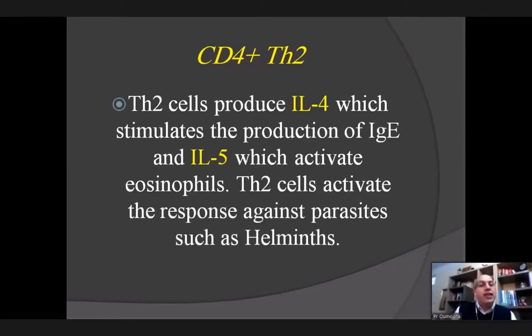CD4, Th2, T helper 2. T helper 2 cells produce interleukin-4, which stimulates the production of IgE, and interleukin-5, which activates eosinophils. We can find that, of course, in the anti-parasite reaction, but also, unfortunately, in allergic reaction and some asthma. Th2 cells activate the response against parasites such as helminths.